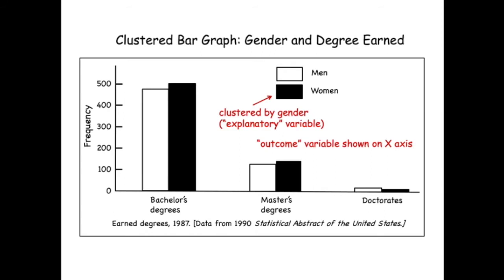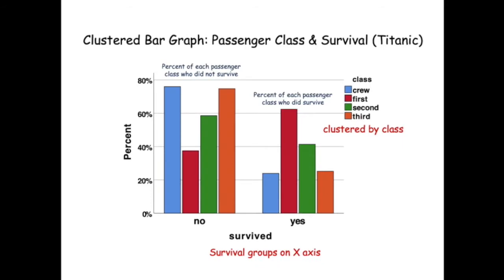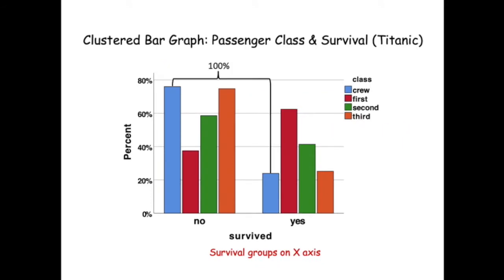This clustered bar graph shows the relationship between gender and degree earned, clustered by gender. Categories for the other variable are displayed on the x-axis. Here are the Titanic data, clustered by passenger class. So bars for the same passenger class will sum to 100%.